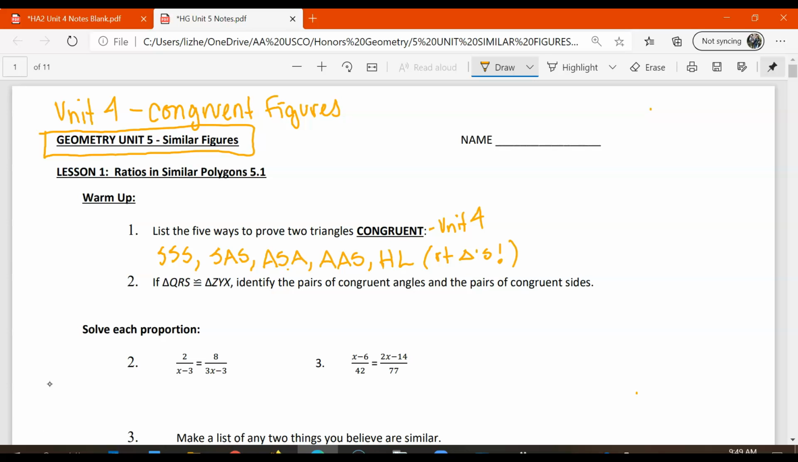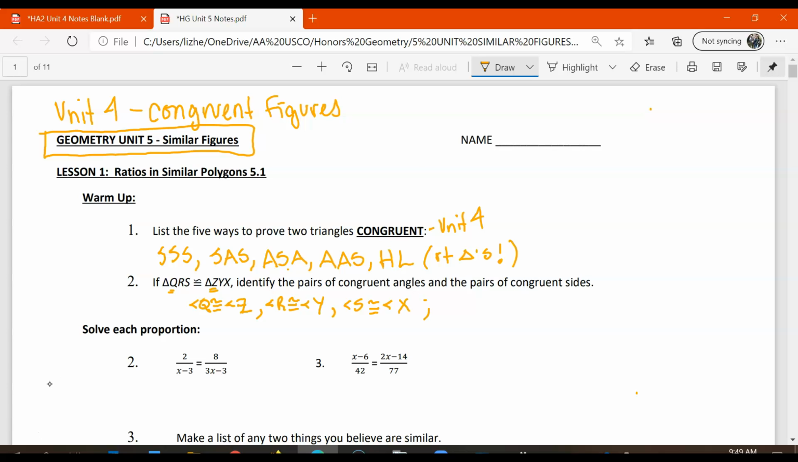Okay, number 2. If triangle QRS is congruent to triangle ZYX, identify the pairs of congruent angles and the pair of congruent sides. So what we're doing here is we're reviewing. You do not need to actually see the triangles to know what is going to be congruent. For example, since Q comes first, I know angle Q has to be congruent to angle Z. I know angle R, which is in the middle, has to be congruent to angle Y. And I know angle S, which is at the end, has to be congruent to angle X.